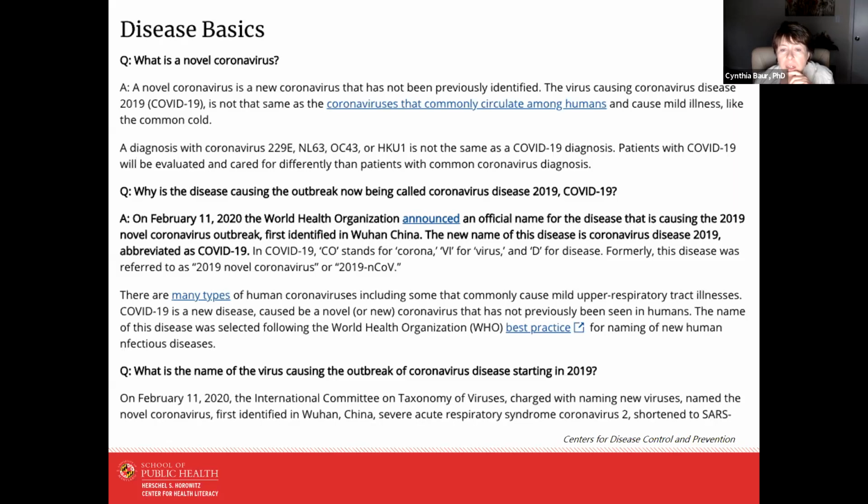So the information has certainly evolved over time, but if you think about what people were looking for back in early to mid-February, this would not have given them much actionable information about their personal threat and how concerned they should be.